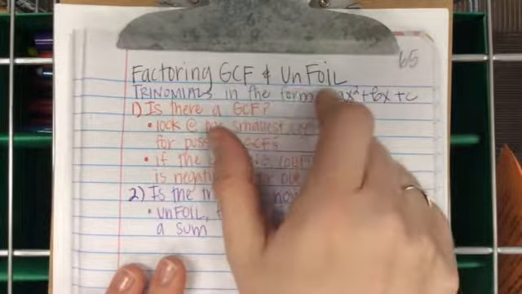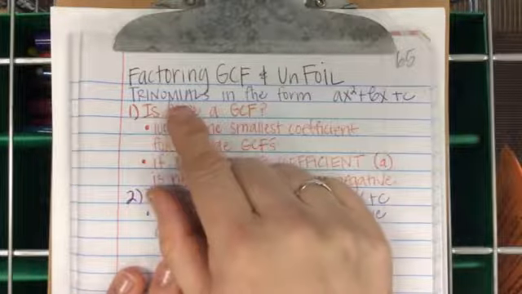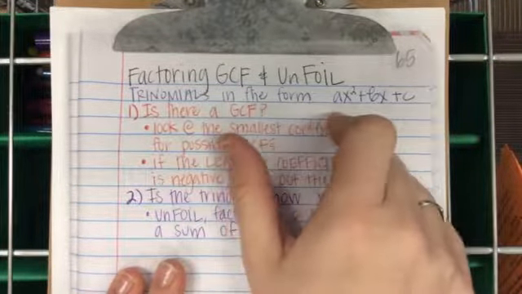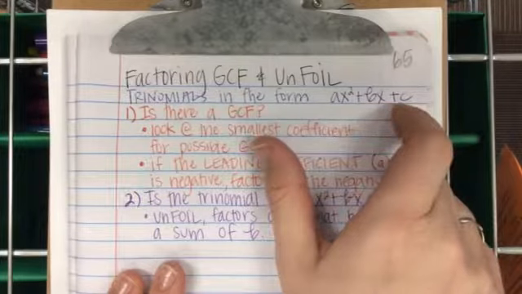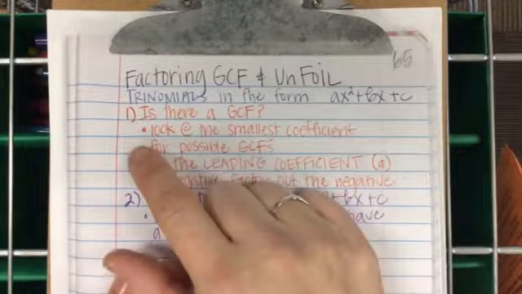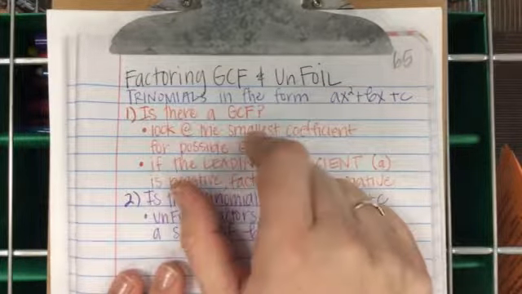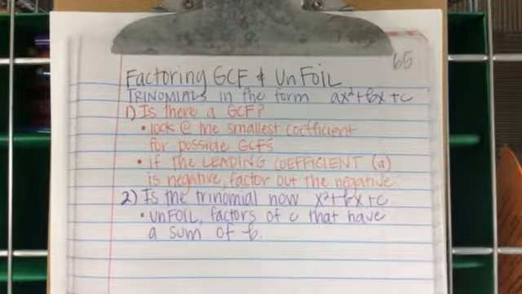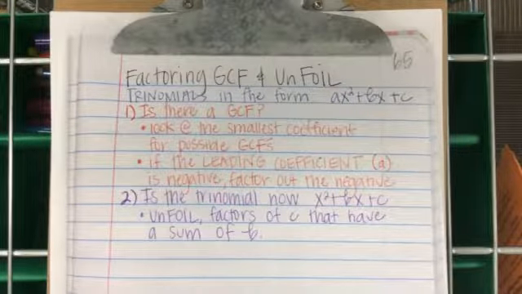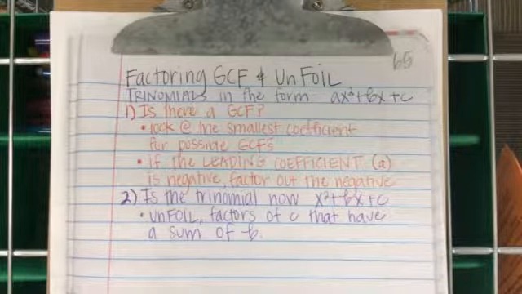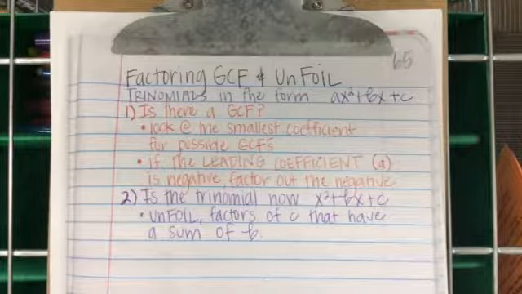Factoring greatest common factor in UnFOIL. Trinomials today are going to be in the form of ax squared plus bx plus c. Is there a greatest common factor? So you're going to look for that. The hint for greatest common factor is look at the smallest coefficient for possible GCFs.